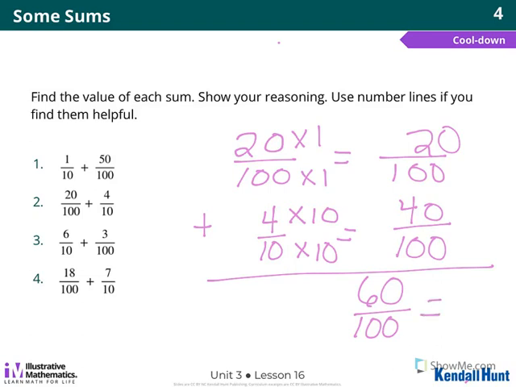Now we do know 60 hundredths is equivalent to 6 tenths. So if you solved it and wrote it as 6 tenths, that is also correct.